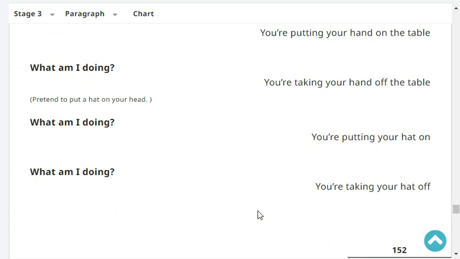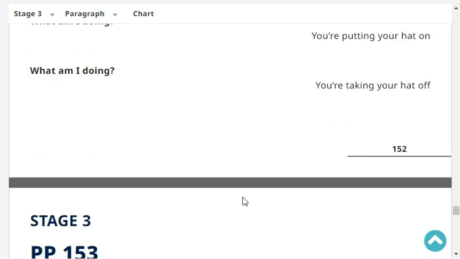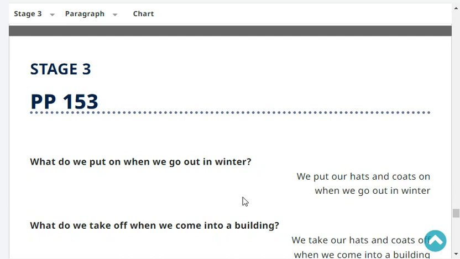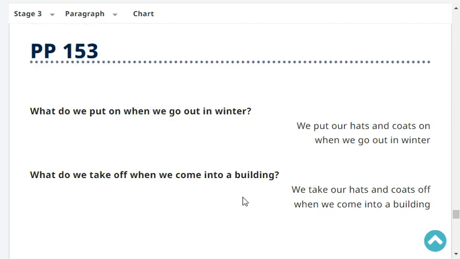What am I doing? You're taking your hat off. Very good. Okay. What do we put on when we go out in winter? We put our hats and coats on when we go out in winter.